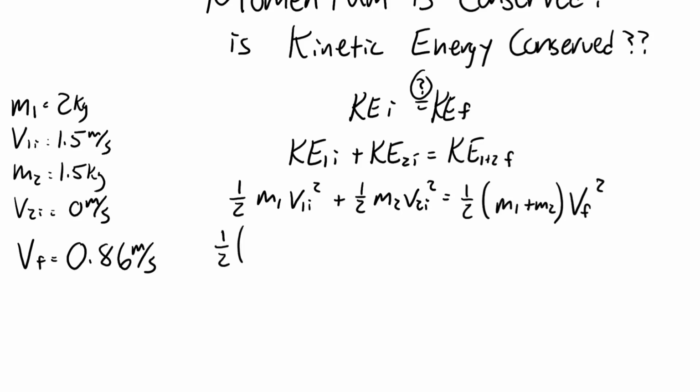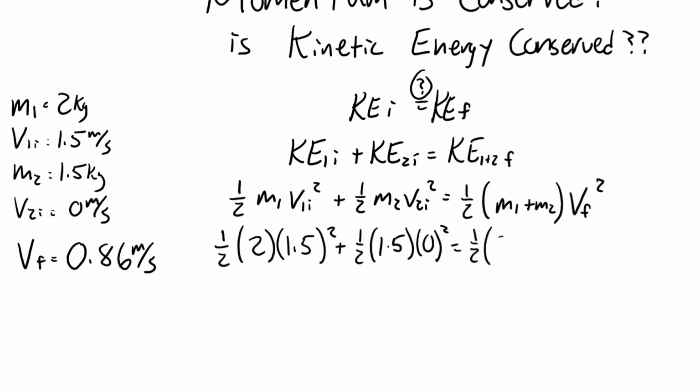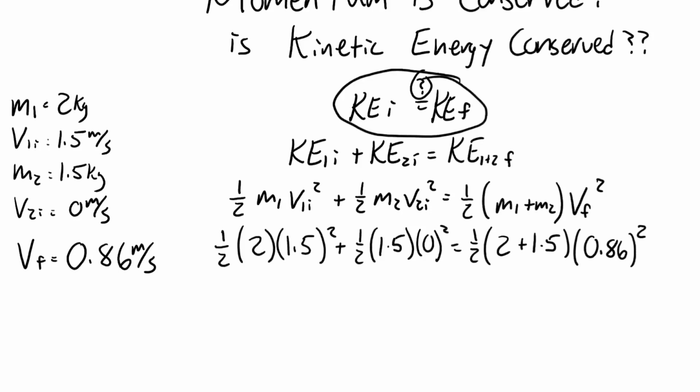So we're just plugging in now: 2 times 1.5 squared plus, this is going to all cancel out, 1.5 kilograms times 0 squared, and then this is 1/2 the combined mass, 2 plus 1.5, times the velocity squared. Now, we're not solving for something here. We already know this is 0.86 meters per second, and we're going to square that. So what we're doing is seeing, is the kinetic energy the same before and after the collision? You might be surprised to find out that it's not.